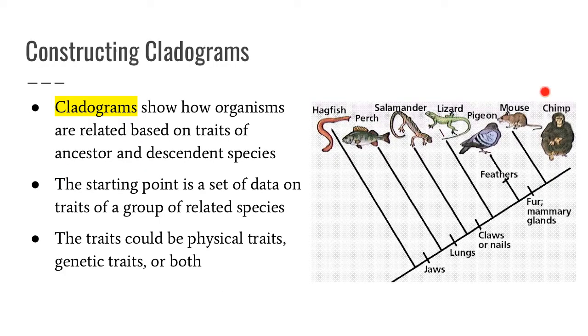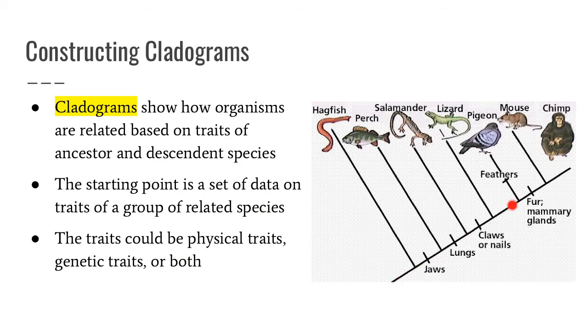Here we have a picture of a cladogram, and a cladogram shows how organisms are related based on traits of ancestors and descendant species. The starting point is a set of data on traits of a group of related species. So all of these animals would have been in this group that was being searched for. And the traits could be physical traits, genetic traits, both.